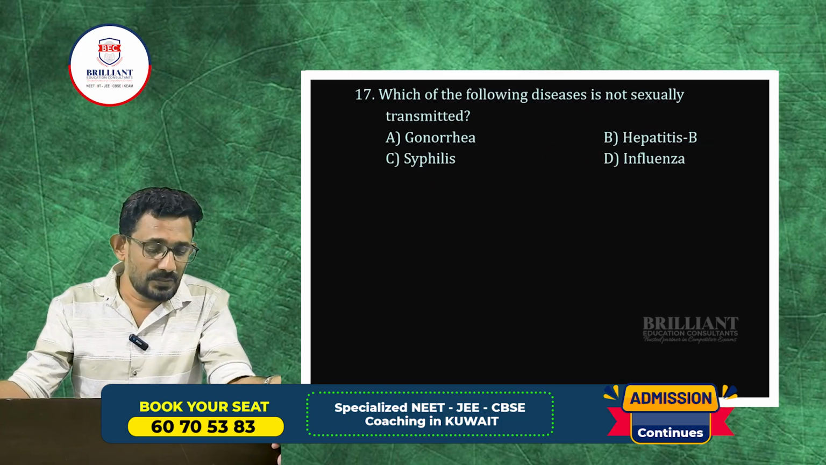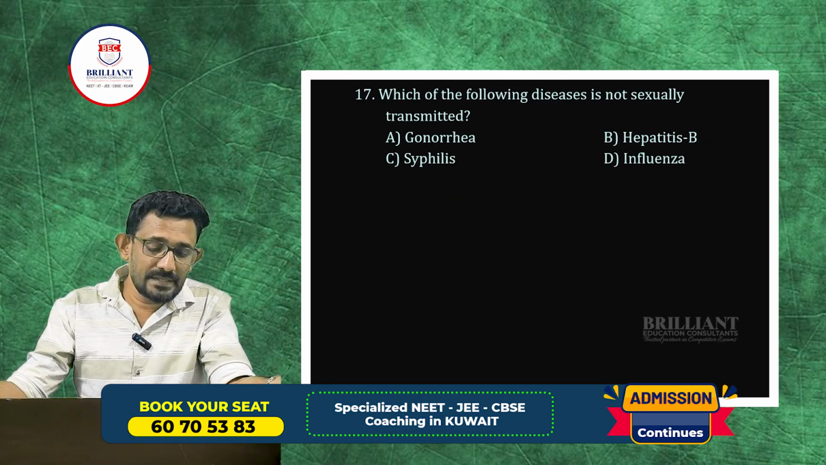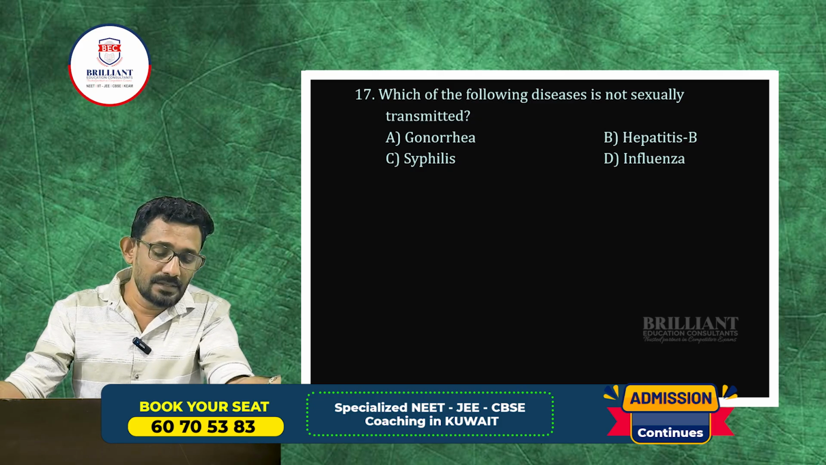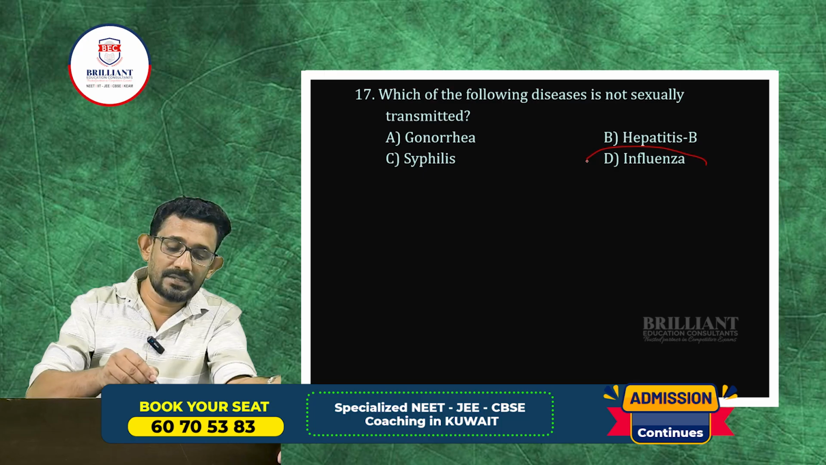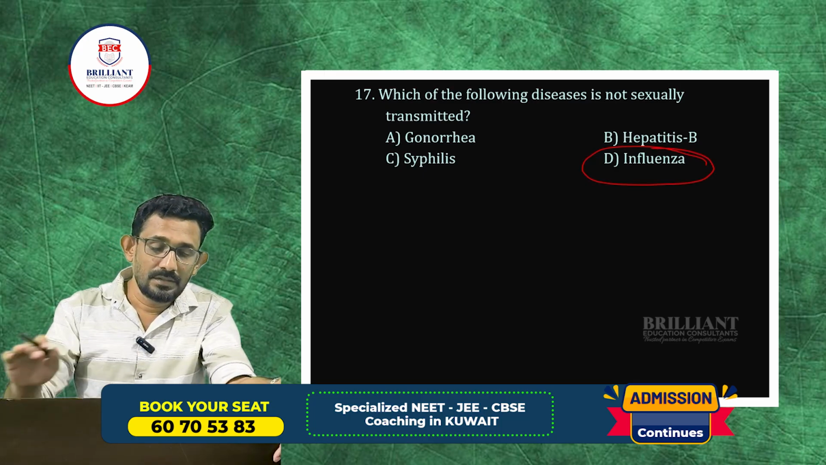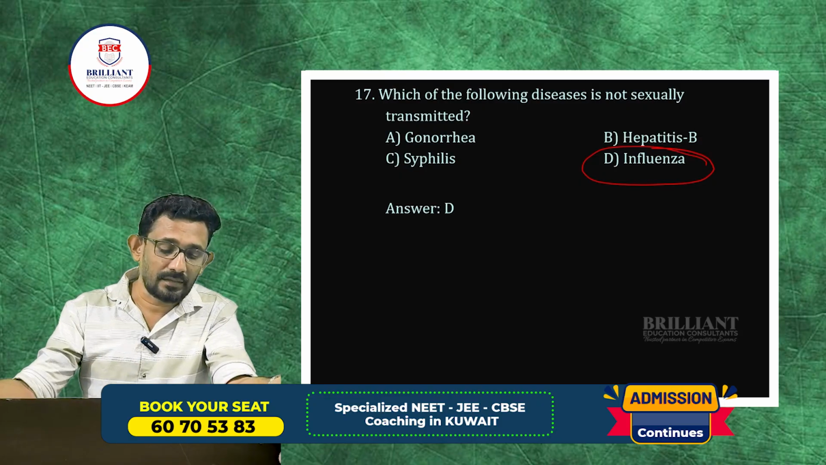And next question, which of the following diseases is not sexually transmitted? Gonorrhea, hepatitis B, syphilis, and influenza. Gonorrhea, hepatitis B and syphilis are spread through sexual contact, or are categorized under sexually transmitted infections or diseases. But influenza is not a sexually transmitted disease, and here option D is the correct answer.